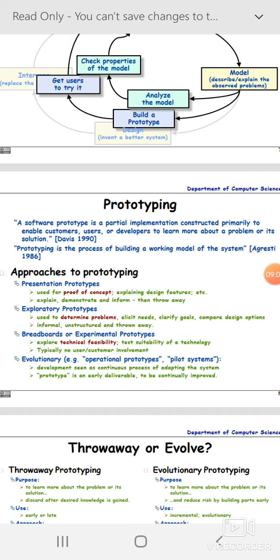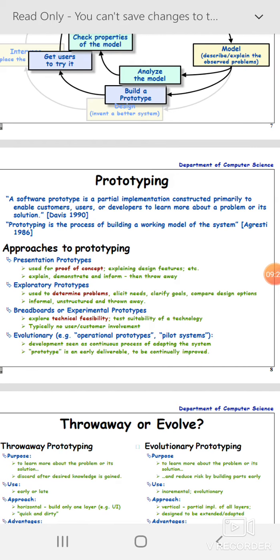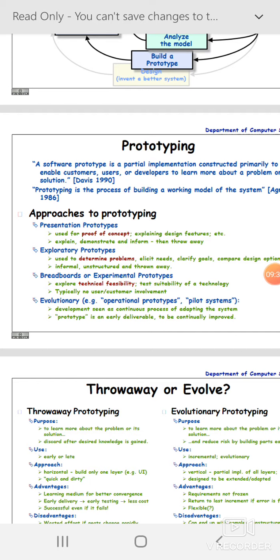A software prototype is a partial implementation constructed primarily to enable customers, users, or developers to learn more about a problem or its solutions. So this is known as prototyping. Prototyping is the process of building a working model of the system. Means you have to design some set of rules, and only following those rules can we work for the future.